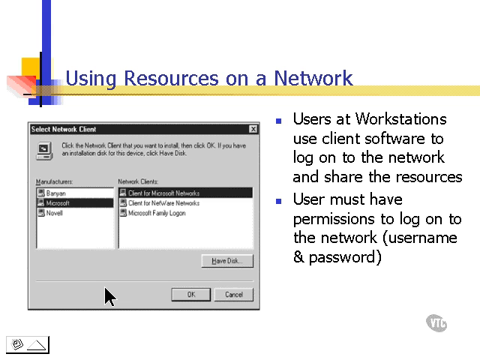As we discussed, the purpose of setting up a network is to allow users to share resources on the network. So users at workstations use client software to log on to the network and share the resources. Depending on the type of network that a user is logging on to, they would use the client software that's appropriate. For example, client for Microsoft networks would be the appropriate client for a Microsoft network.